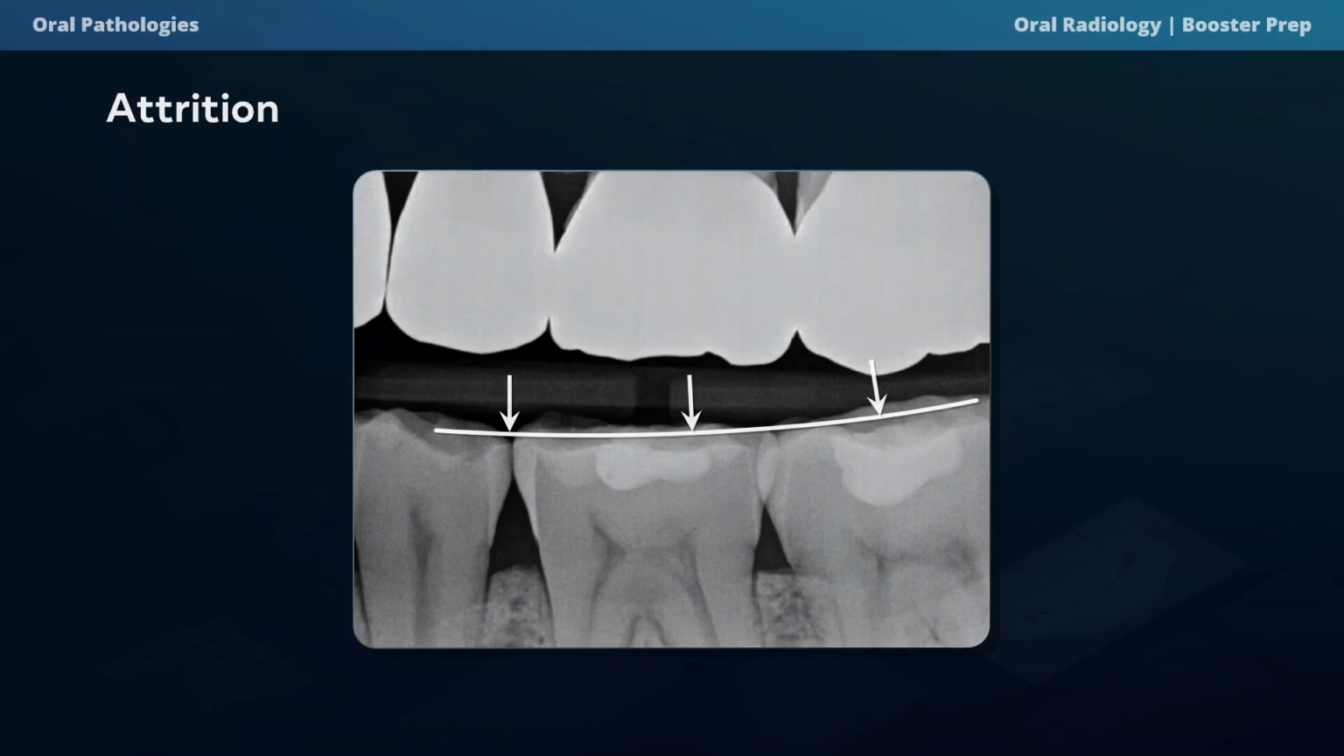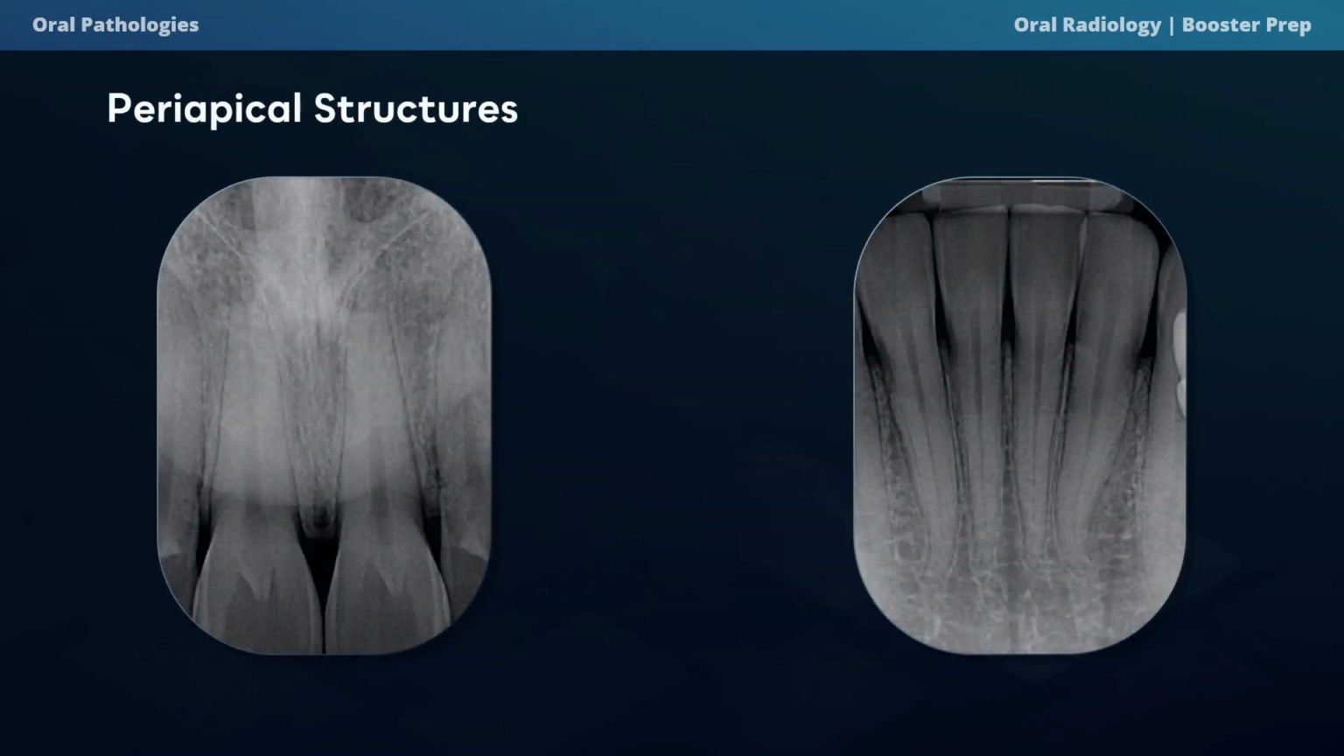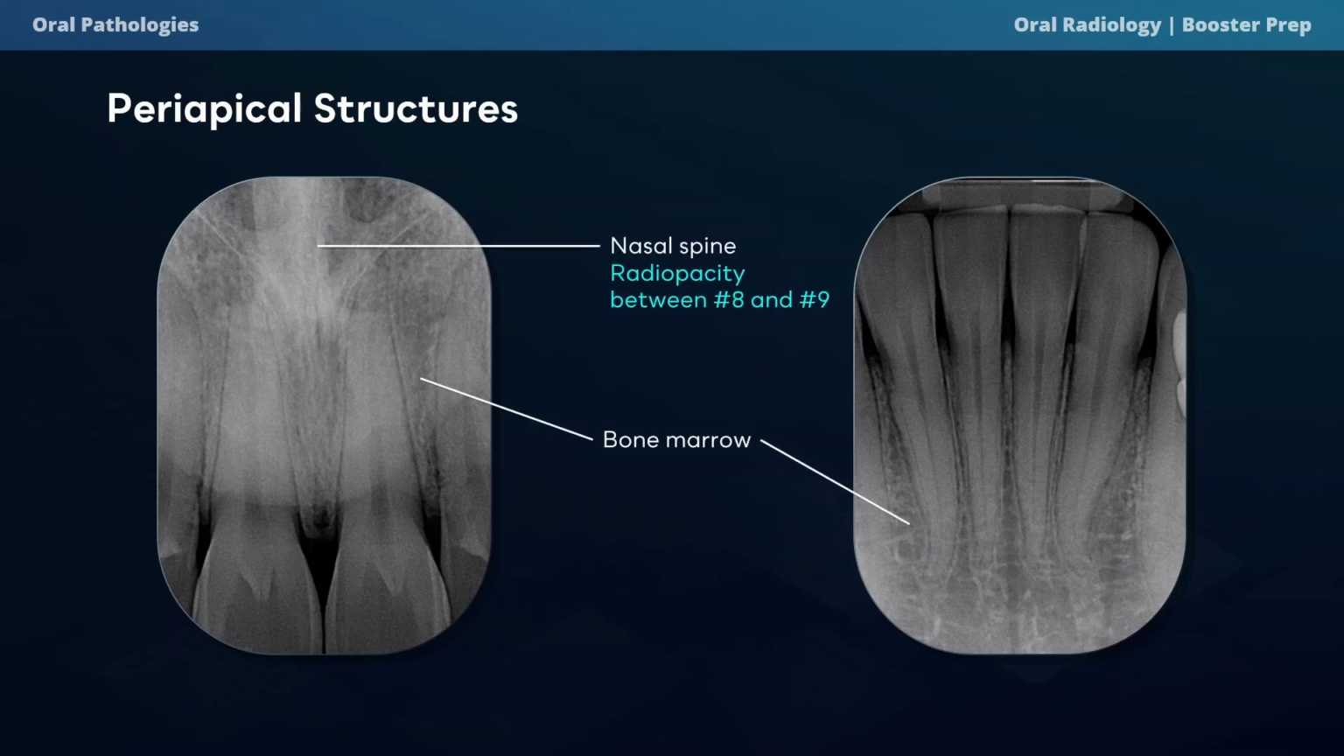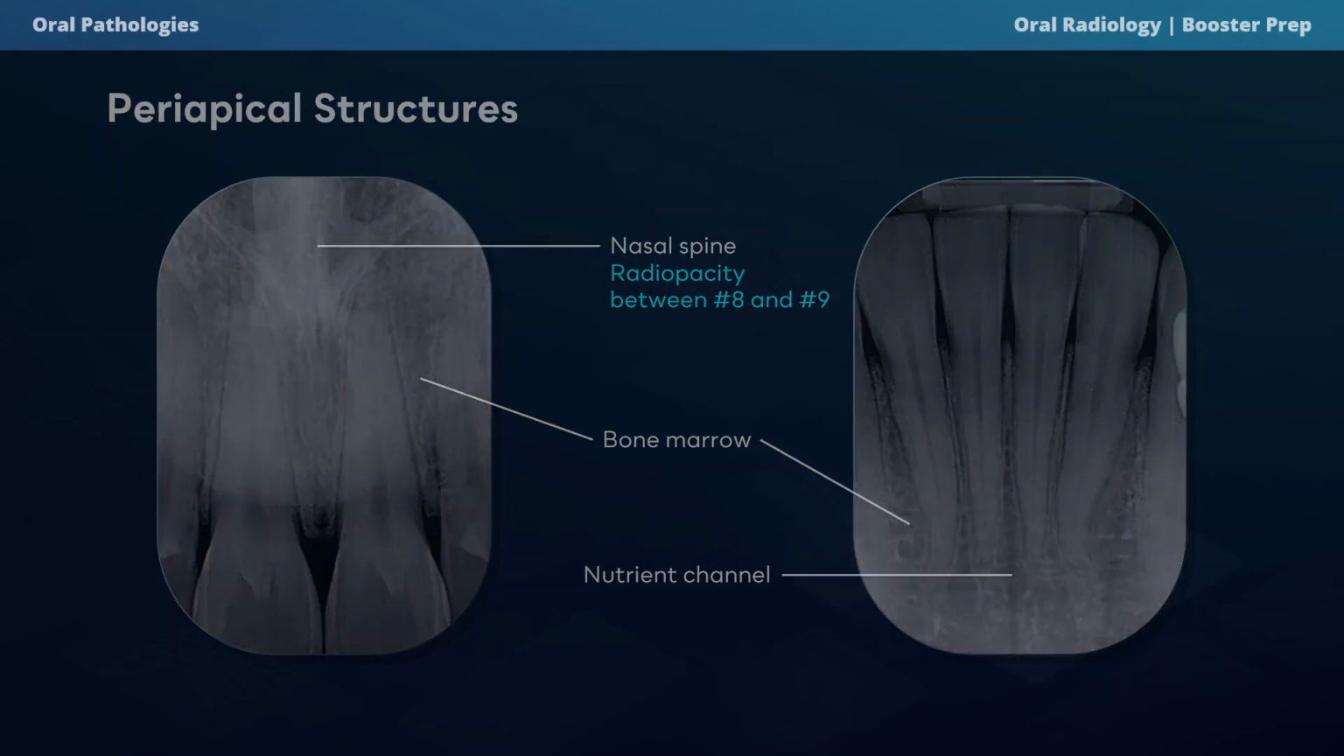Let's talk about periapical radiographs now and take a look at some of the normal structures. When we look at a periapical of the maxillary incisors, we can often see a clear view of the nasal spine. And around the teeth, we might also spot the bone marrow, and if we look really closely, we might also notice nutrient channels running between the roots of the teeth on the x-ray.